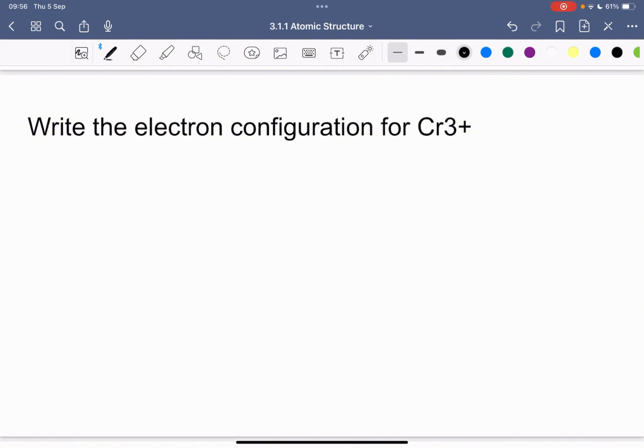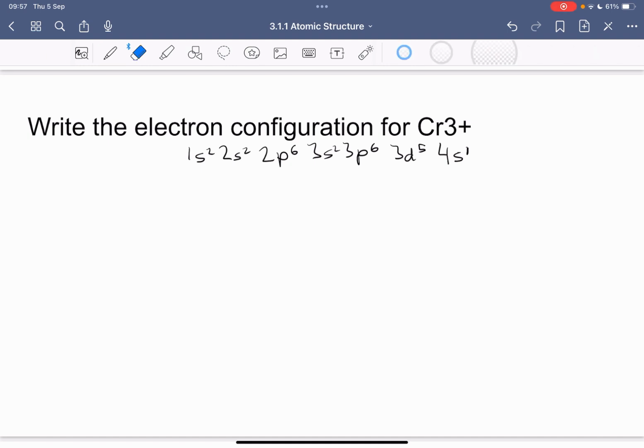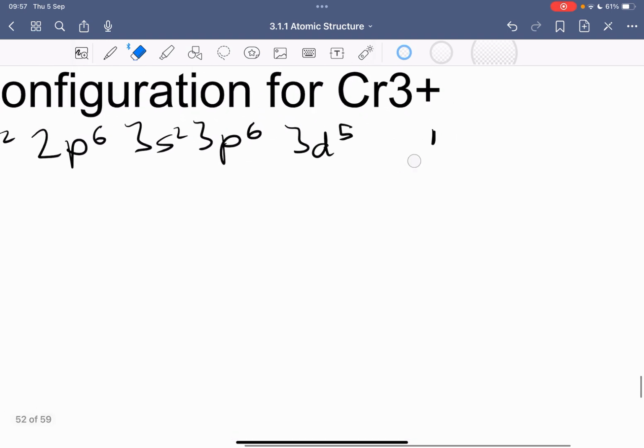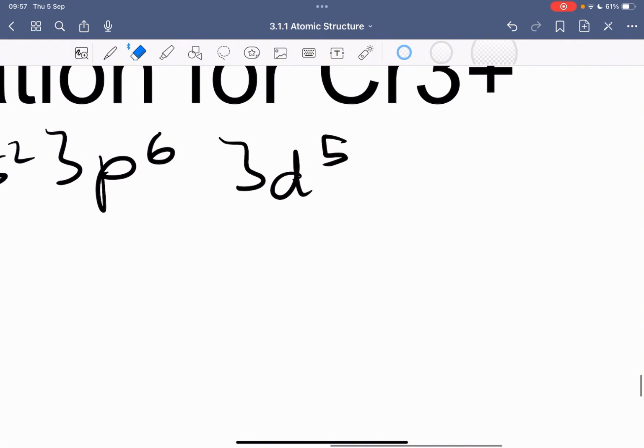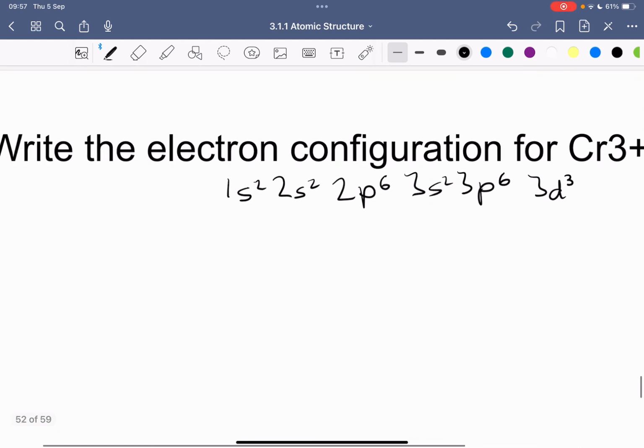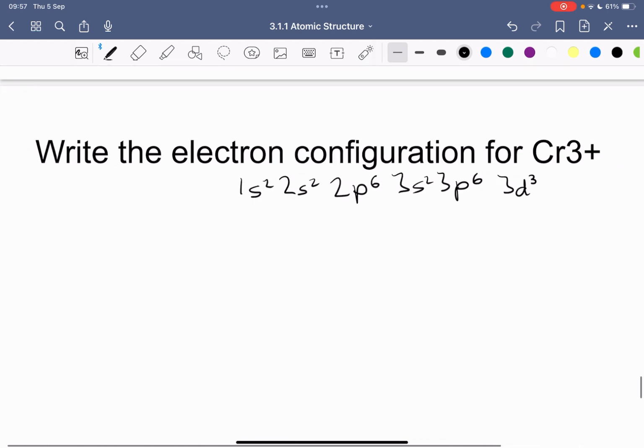So for chromium, I'm going to write down the electron configuration first. This is the electron configuration of chromium. Now, it has a positive 3 charge, so we need to take away 3 electrons. I'm going to take away this 1 electron from the 4s, and then 2 electrons away from the 3d5. So now I've got 3 electrons left here, and this is our electron configuration for chromium 3+.